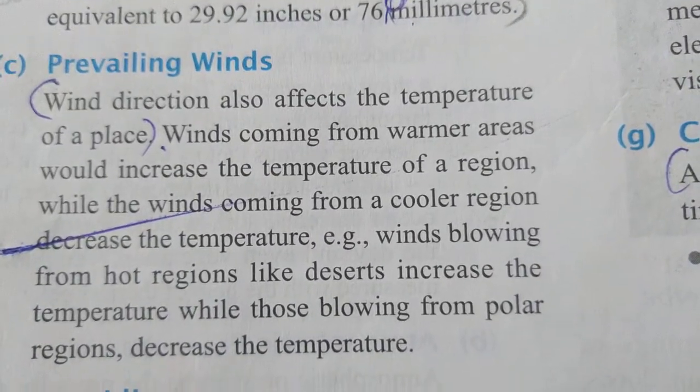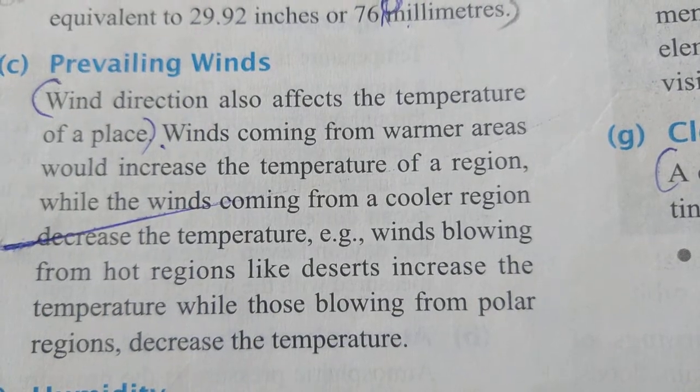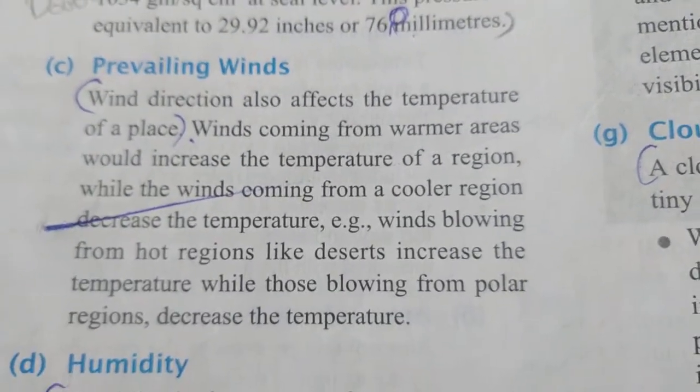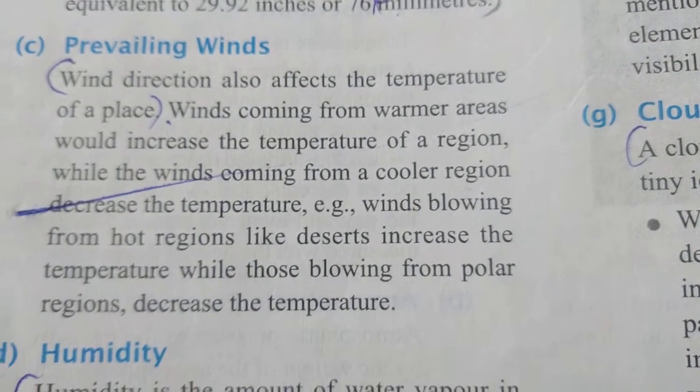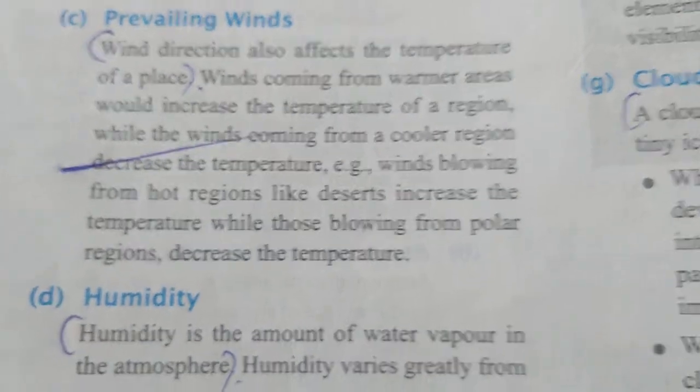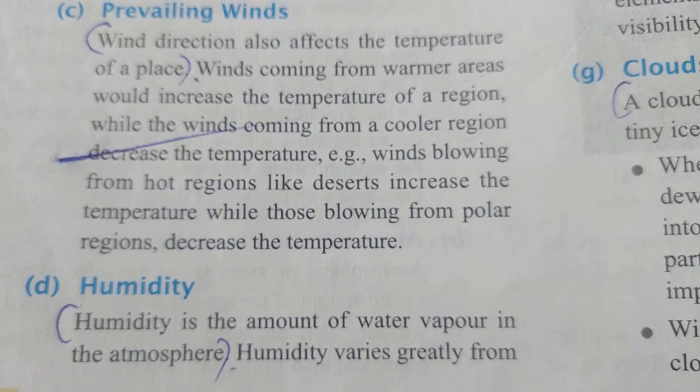Now, coming to prevailing winds. Wind direction also affects the temperature of a place. Winds coming from warmer areas would increase the temperature of a region, while winds coming from colder regions decrease the temperature. Example: winds blowing from hot regions like deserts increase the temperature, while those blowing from polar regions decrease the temperature.